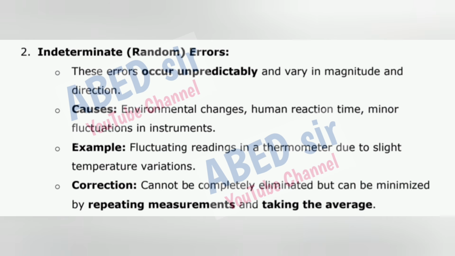Indeterminate, random errors. These errors occur unpredictably and vary in magnitude and direction. Causes: environmental changes, human reaction time, minor fluctuations in instruments. Example: fluctuating readings in a thermometer due to slight temperature variations. Correction: cannot be completely eliminated but can be minimized by repeating measurements and taking the average.